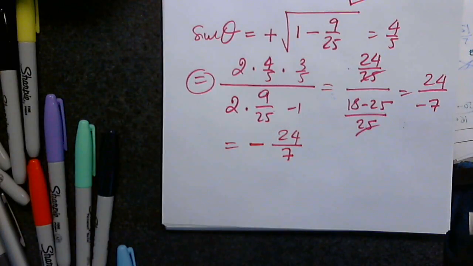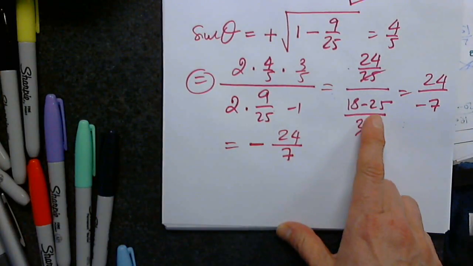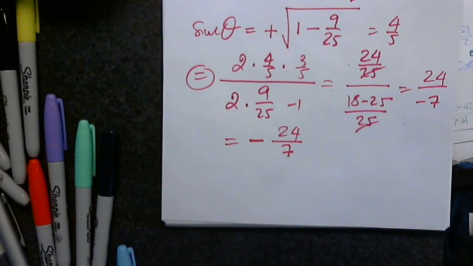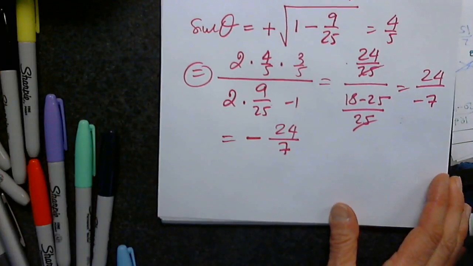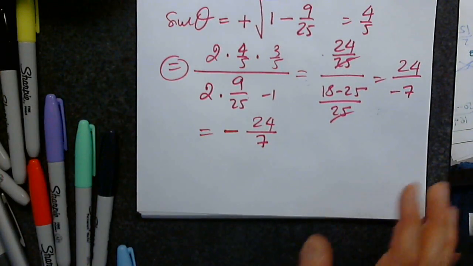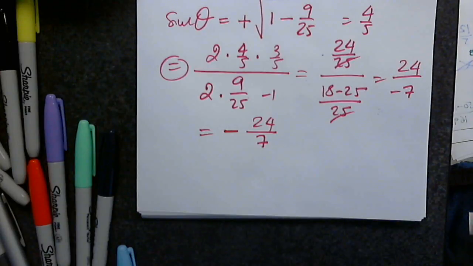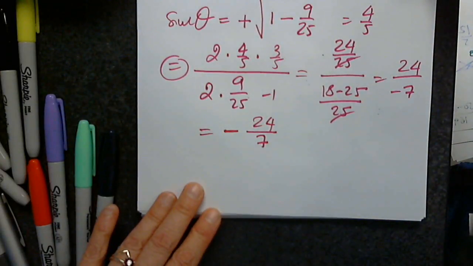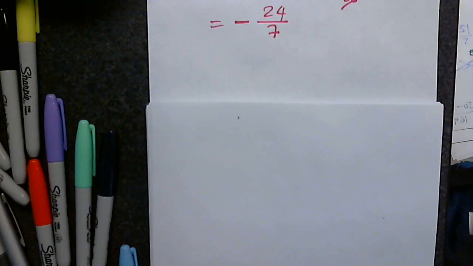Yes, 24 over, is that right? Yes, 18 minus 25 is -7. Oh, okay, you did it. Yeah. Good. So now let's practice one problem from each of the following two types.